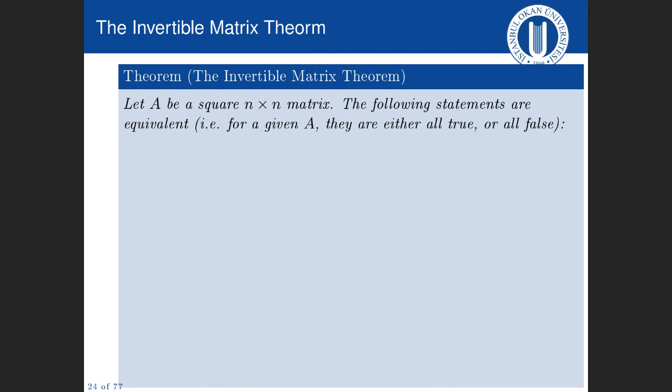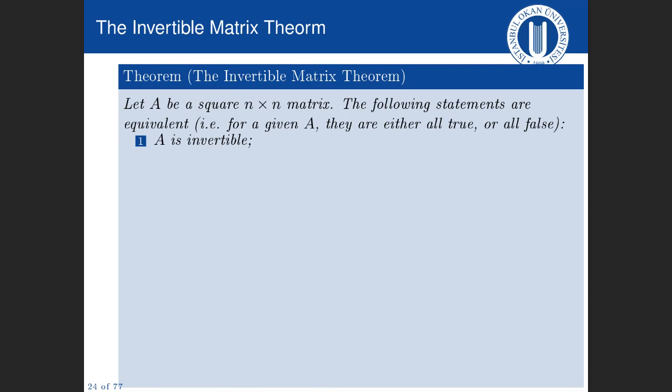Or to say it another way, if you have a matrix A and you know that one of these statements is true, then you know that all of the other ones are true. If you know that one of these statements is false for your matrix A, then you know that all of these statements are false.